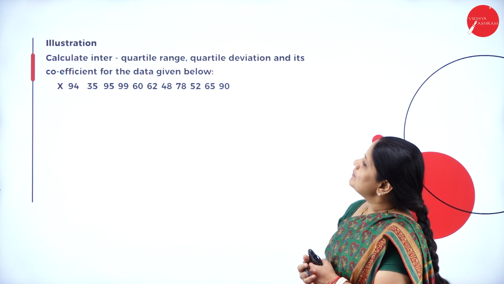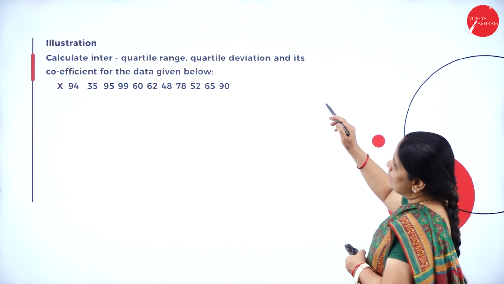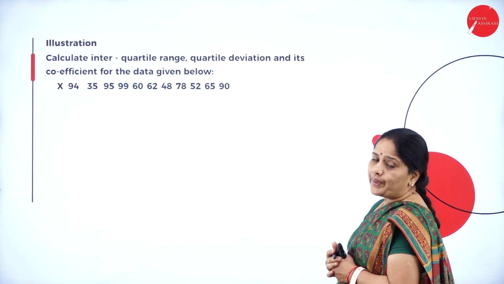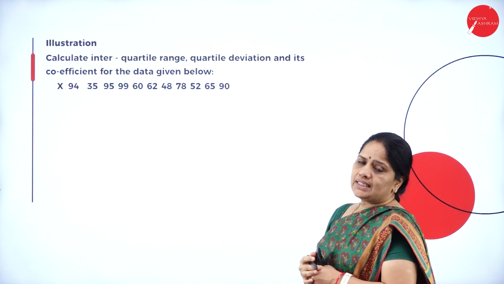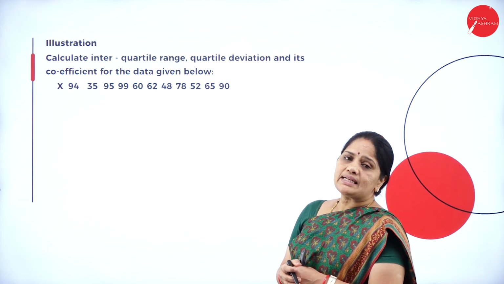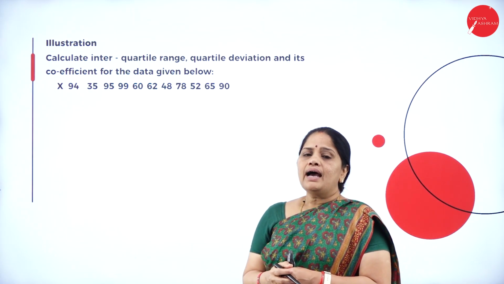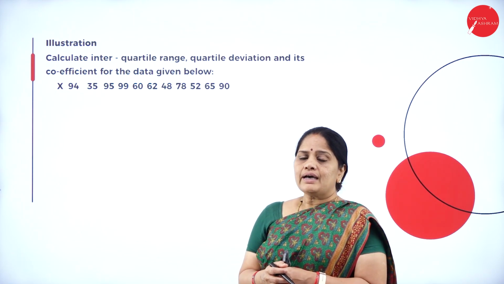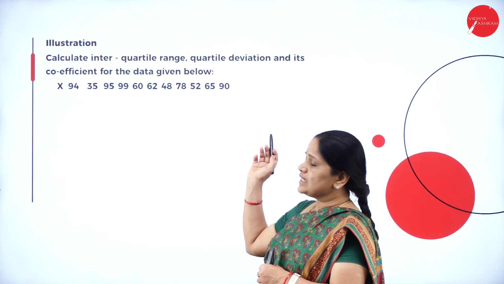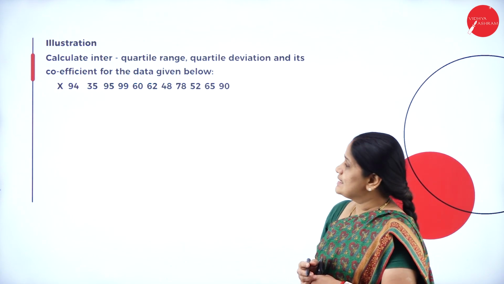So, we have a problem here. Calculate interquartile range, quartile deviation and its coefficient for the data given below. Whenever you are given the data in the problem, the first thing is we have to arrange the data in the ascending order, and then we have to find the range and the quartile deviation. So, first we will arrange the given values in the ascending order.